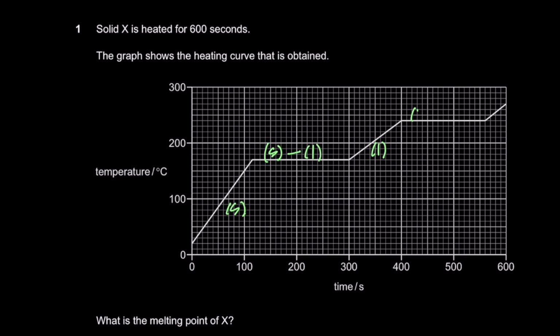Why does it become constant? Because now this liquid is going to change its state into a gas, and only after all the liquid has converted into a gas will the temperature of the gas rise. Now the question is, why is the temperature constant?